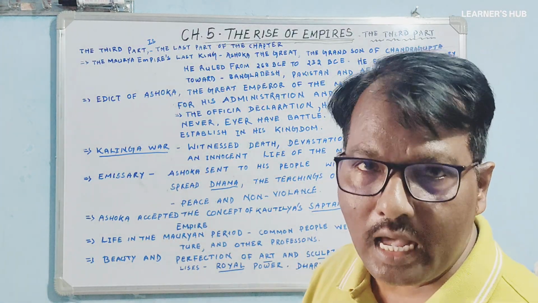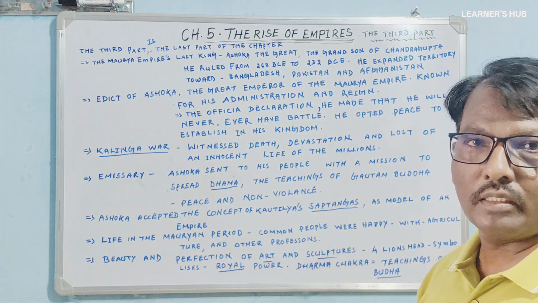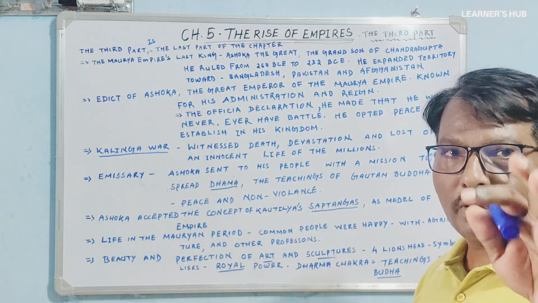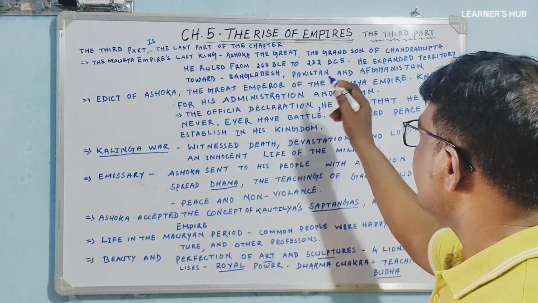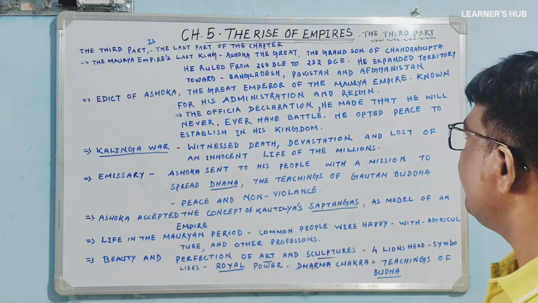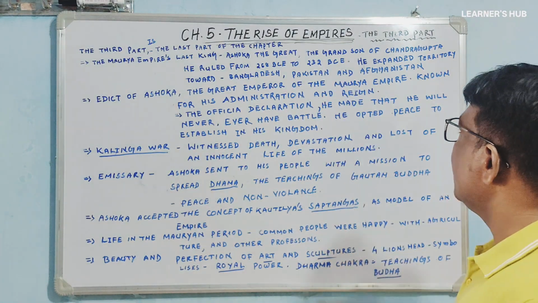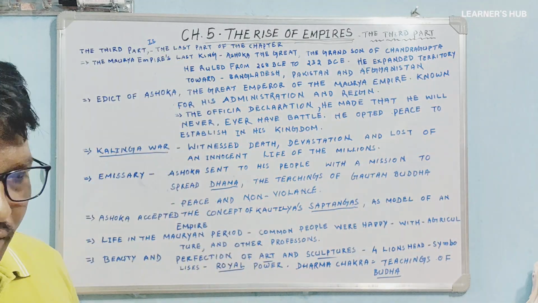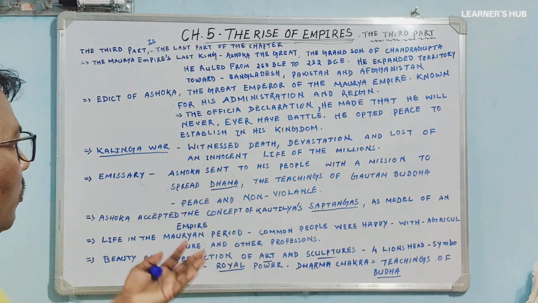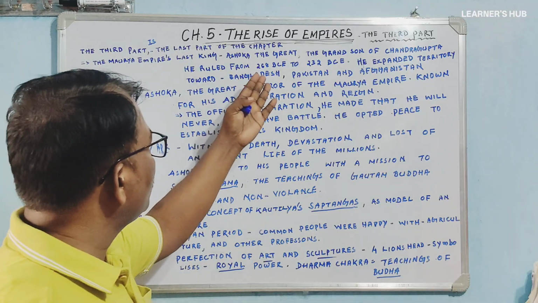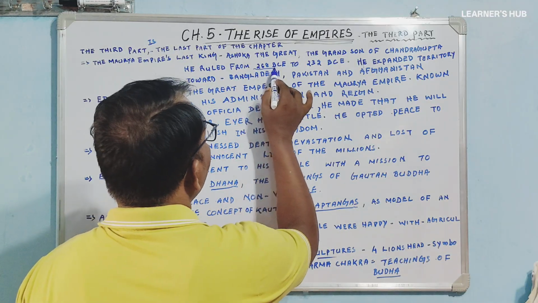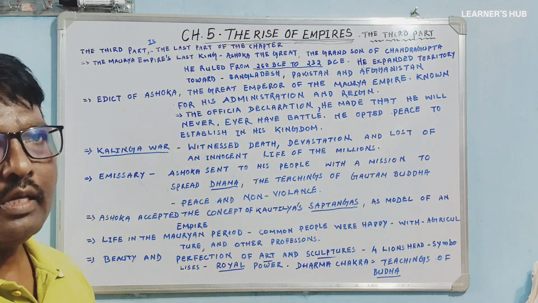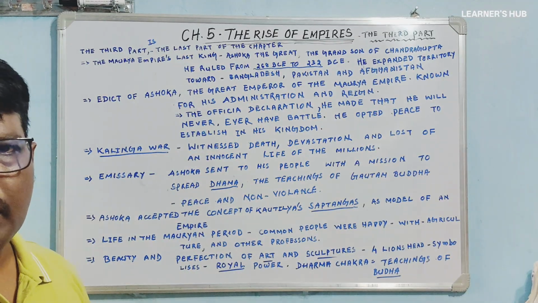The last emperor of the Maurya Empire was the great king, so-called Ashoka the Great. Ashoka the Great ruled peacefully from 268 BC to 232 BC. My dear children, you may be surprised or confused about how 268 BC to 232 BC is counted backwards.